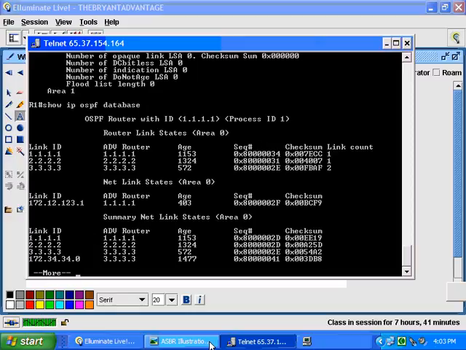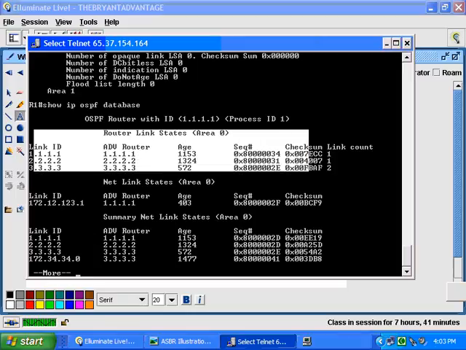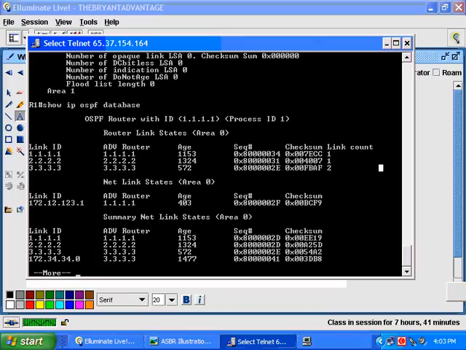But the ones that we're looking at right there at the top, where it says router link states, these are type 1 LSAs. And what they do, they're flooded to a single area only, and they contain the router link states for that particular router. Router link states, those are our type 1 LSAs, and those will be flooded throughout area 0 only.